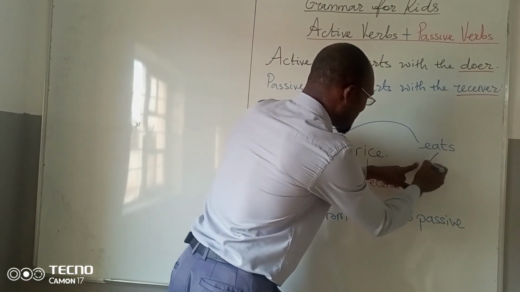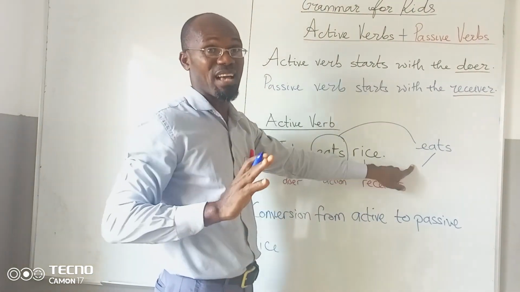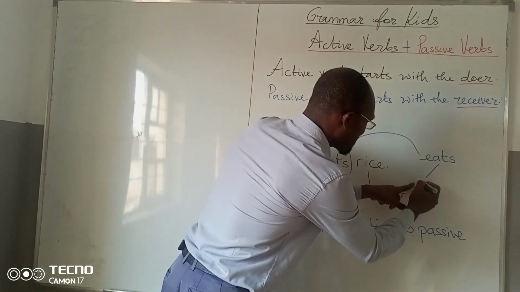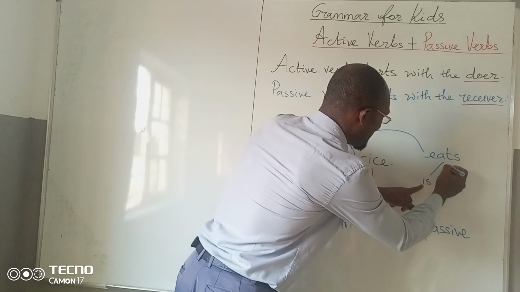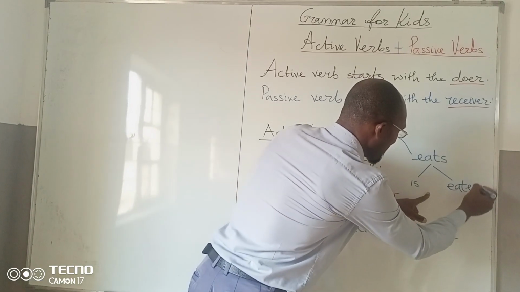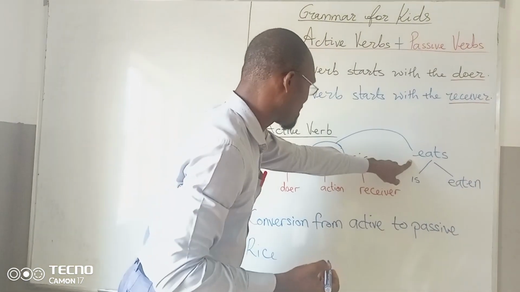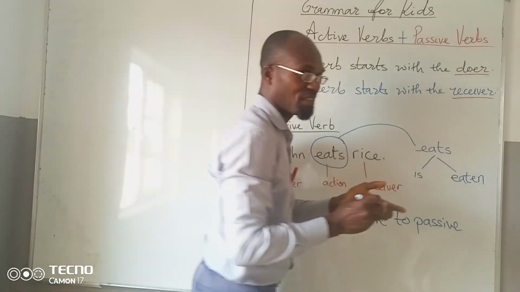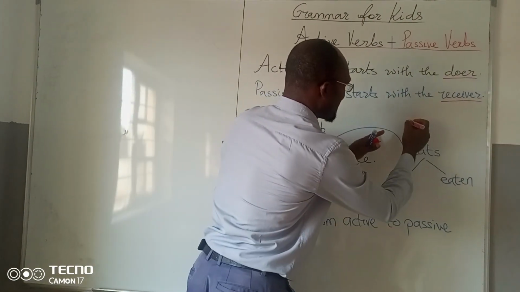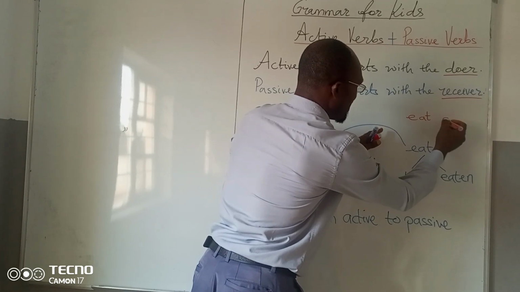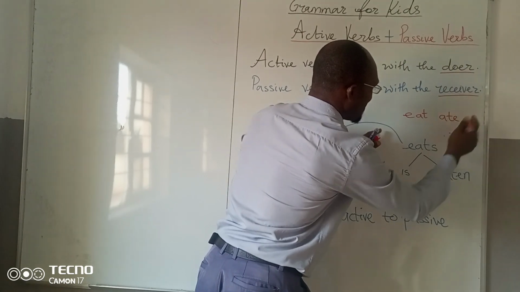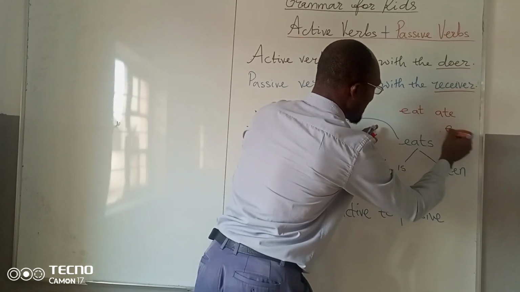We'll split it. I'm going to explain this as simply as possible. Eats is split into is and eaten. I will explain. Take notes. Let's look at this: eat, ate, and eaten. Okay, let's look at it this way.